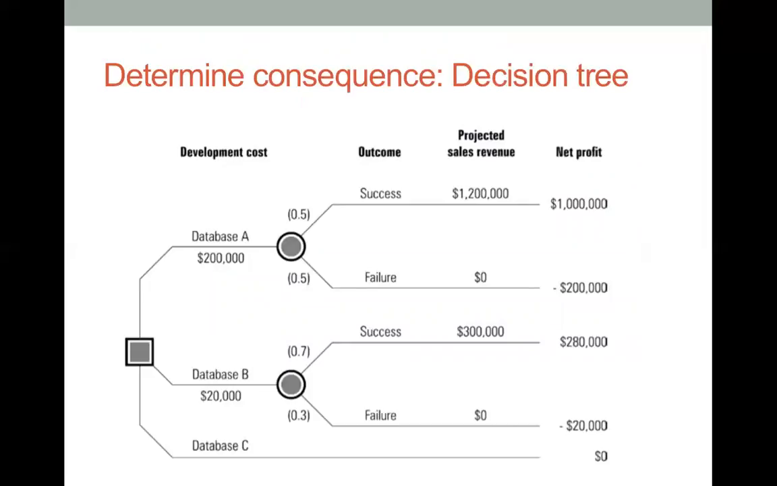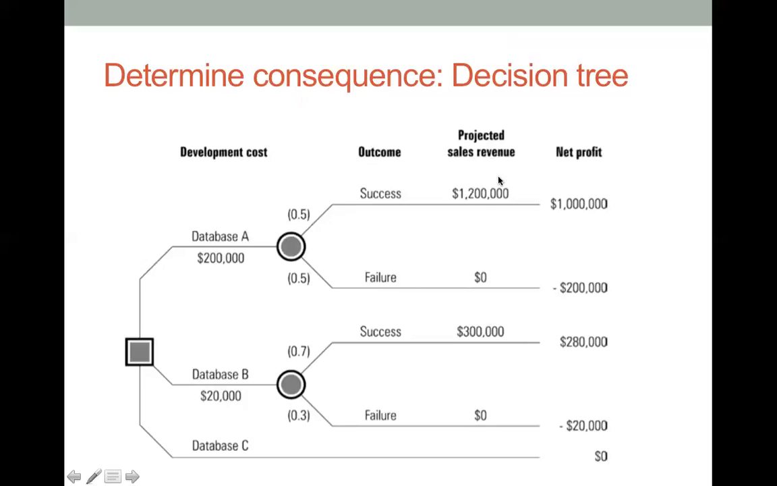The same thing here, we have the decision tree. In terms of analyzing the consequence, we normally look at a number of areas here, such as the development costs, the outcome, projected sales revenue, and net profit, for instance, based on this example, right? If we have the databases A, B, and C, what is the chance for us to have it? What is the cost of developing database A? $200,000. And what is the chance for that to be successful?